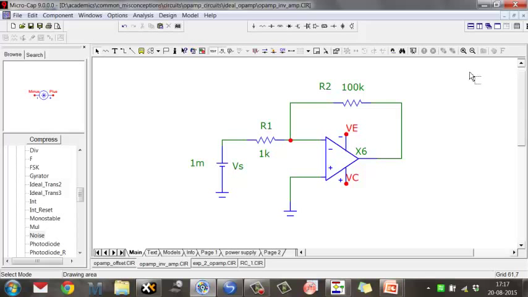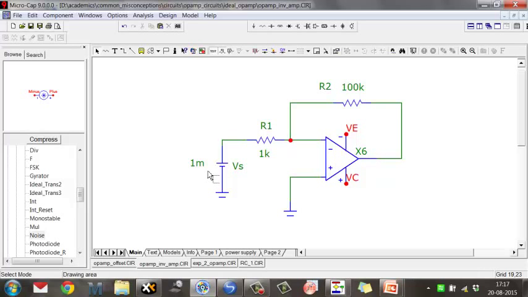So here is the circuit. I'm using Microcap. I have a simple inverting amplifier, right? And this is not an ideal op-amp now. This is a realistic op-amp model that is being used. And I've given 1 millivolt here.